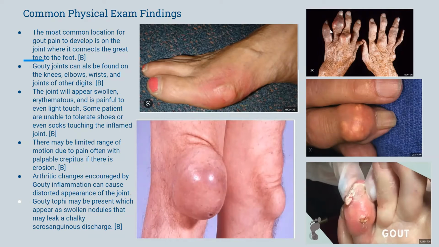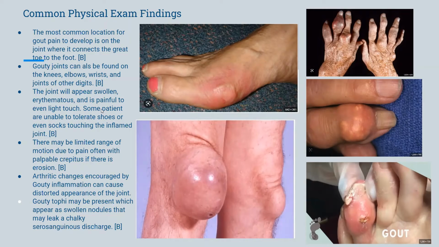This example up here in the hand shows all these deposits just all over the hands from years and years of these episodes occurring. And we can actually see how even when there's not redness or necessarily inflammation, these deposits can occur. That's what these little pearls are on these joints. So if you see that, even if they're not complaining of it, you can guess that they probably have gout.